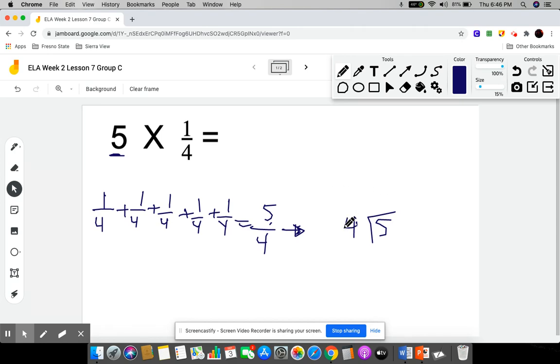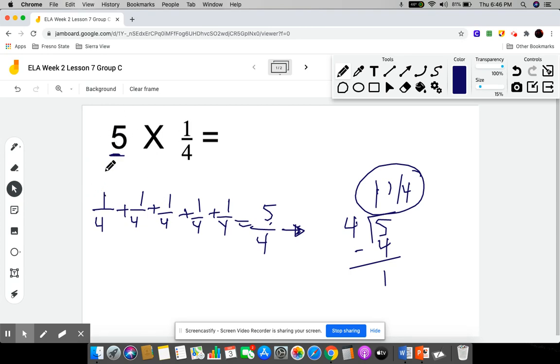So how many times can 4 go into 5? Well, it can only go in once with 1 remainder, right? With 1 remainder, 4. So this will be my answer: 1 and 1/4.